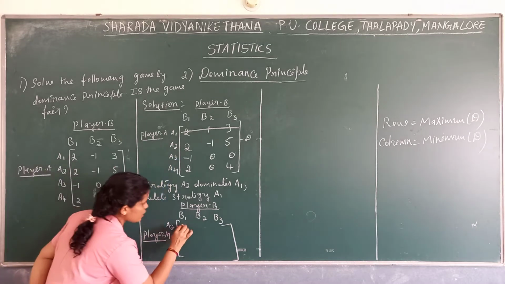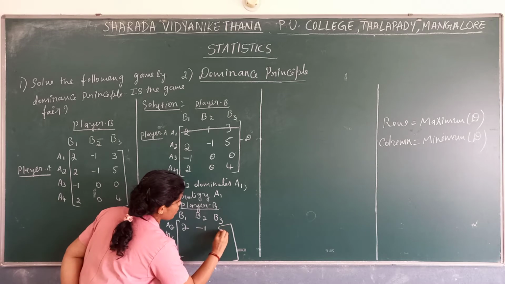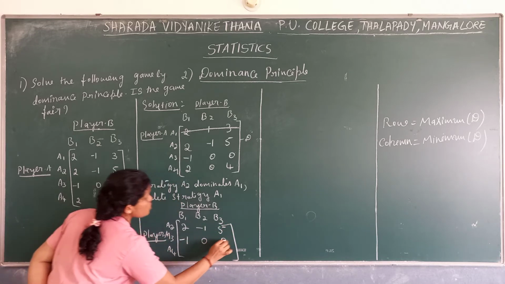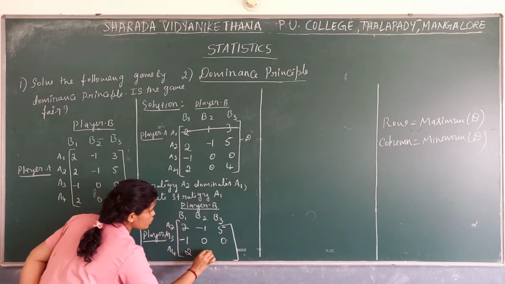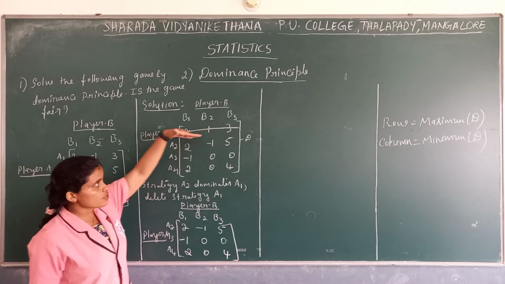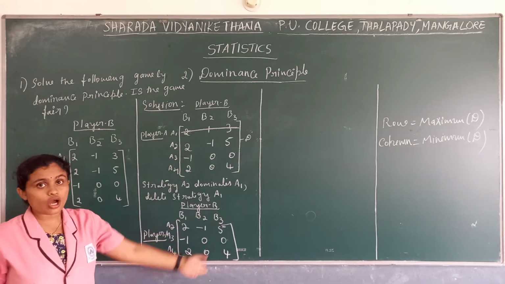Now write the remaining pair of matrices. 2, -1, 5, -1, 0, 0, 2, 0 and 4. As I said, once we compare, firstly we started with row wise comparison. Now we have to go column wise comparison.